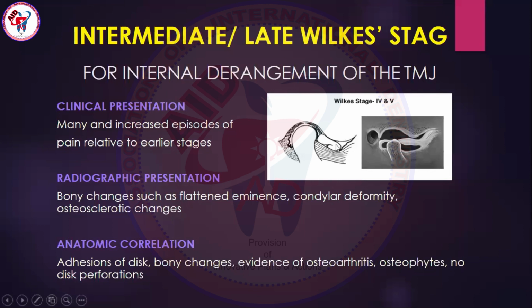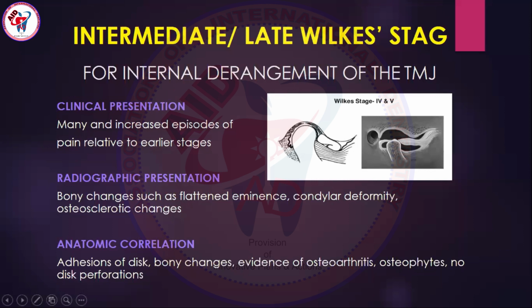Here you see the whole disc is placed anteriorly, and the joint is just moving on the posterior fibers. The disc is not coming within the line of the glenoid fossa, and when closed, the disc is placed forward. Bony changes such as flattened eminence, condylar deformity, and osteoclastic changes started here. You see, this is not round absolutely. There are slight changes on the surface. It started with the passage of time.